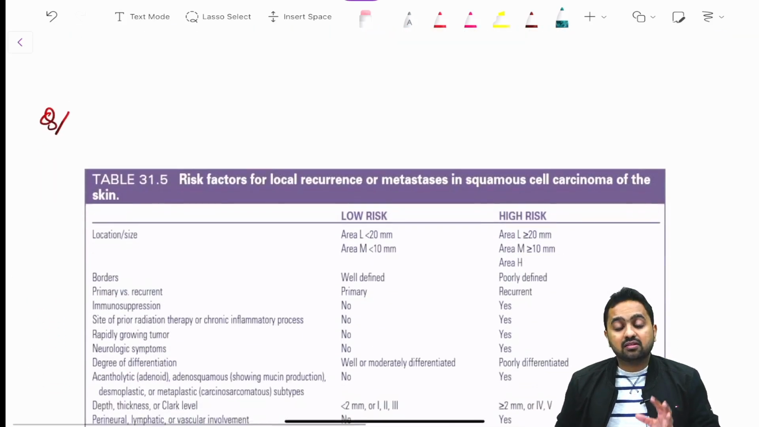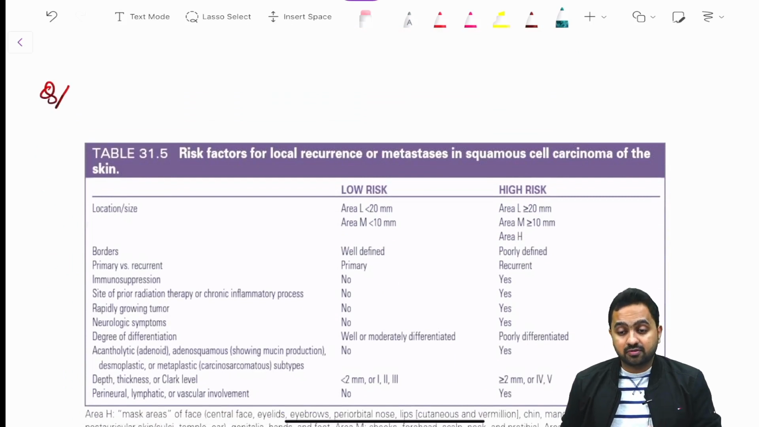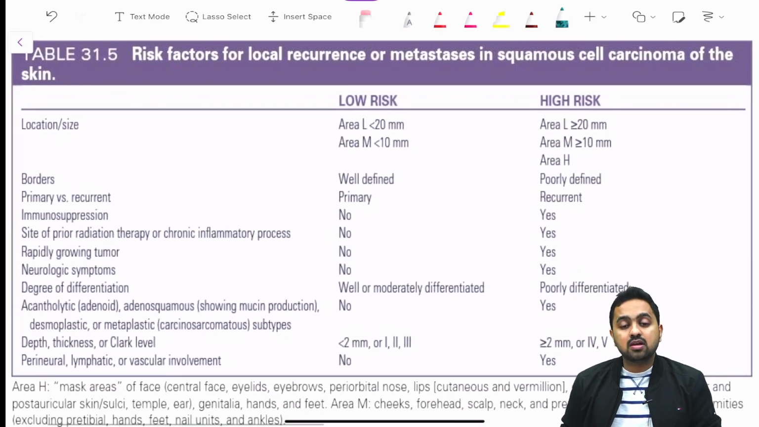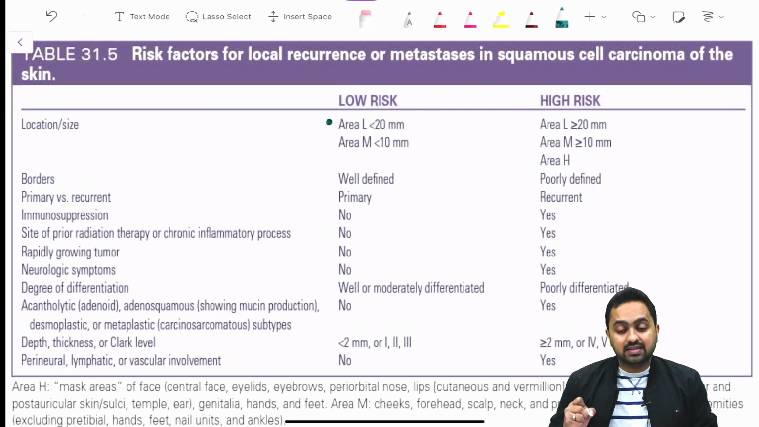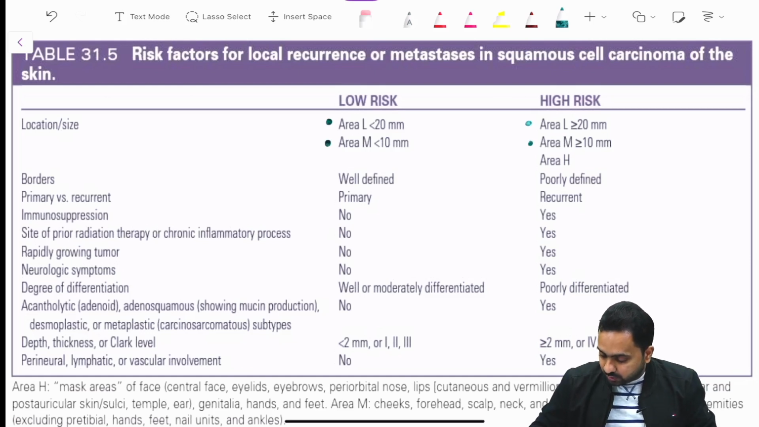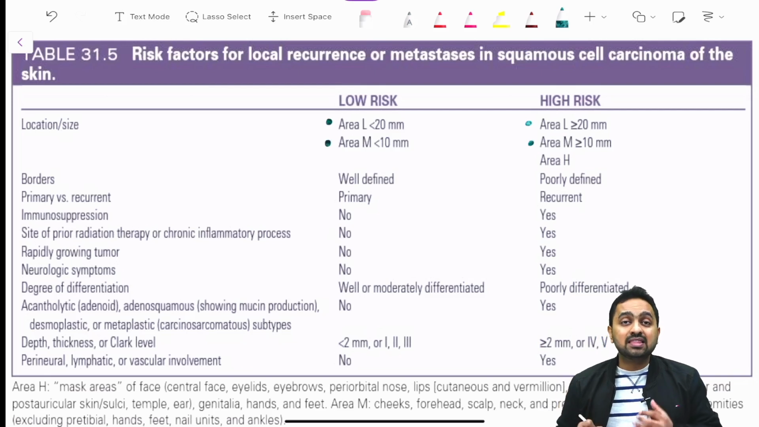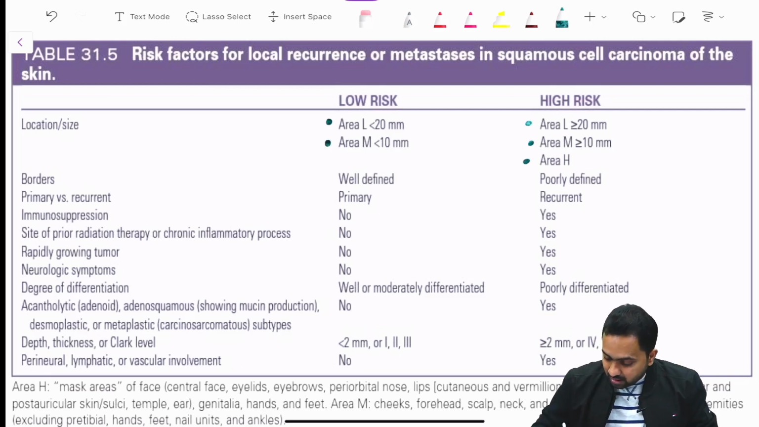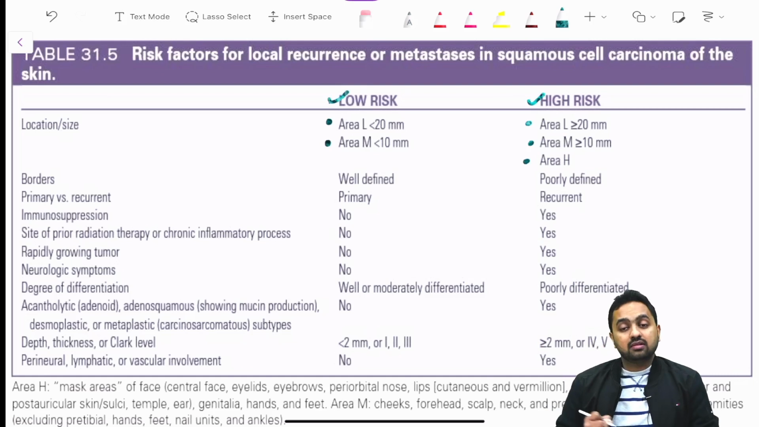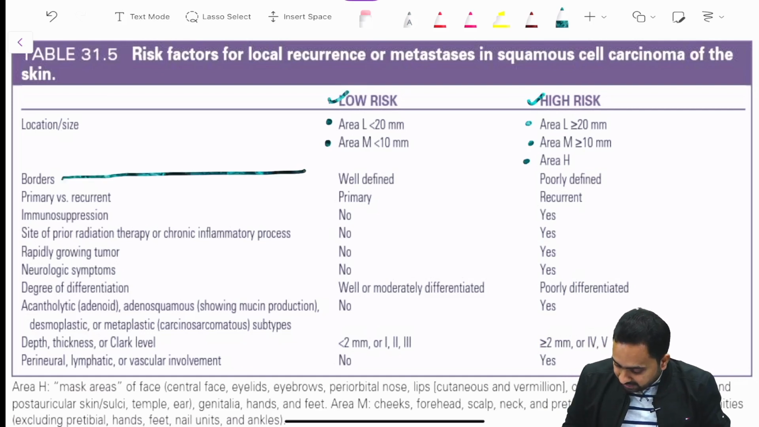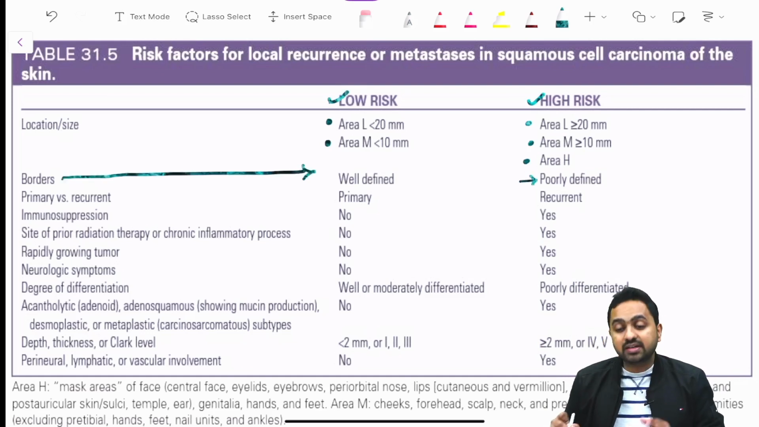Now, regarding the risk factors for local recurrence and metastasis in squamous cell carcinoma. So, we have location and size: area L less than 2 centimeters and area M less than 1 centimeter, versus area L more than 2 and area M more than 1 centimeter, and area H, which is your mask area, is your high risk. On the other hand, area L less than 2 and area M less than 1 centimeter is your low risk. Then if the borders are well defined, it is low risk, whereas poorly defined borders are your high risk.